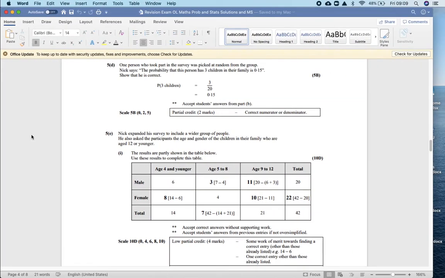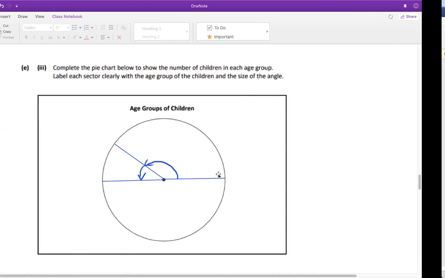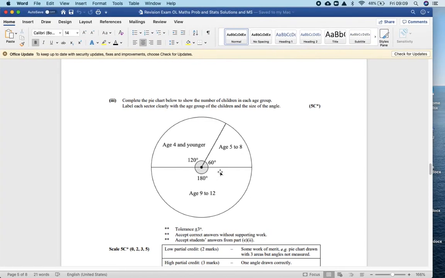Okay, so I'll just show you what they have. They would have started here and they measured the 60, then the 120, and then the 180. I mean, it doesn't actually look horrible. Make sure you put in the angles and put in what it represents.